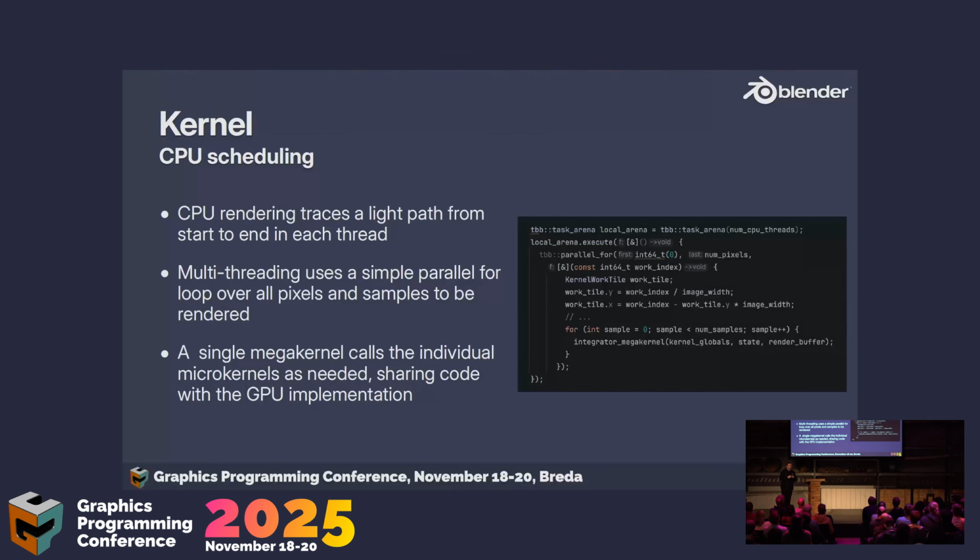So for scheduling, we do a parallel for across the pixels, and for each pixel we render a number of samples. It might not be the most efficient way when you have some very hot pixel, but it doesn't really happen that often in practice, where one pixel is so much hotter than the others. And again, we just call the microkernels as quickly as possible from this megakernel.